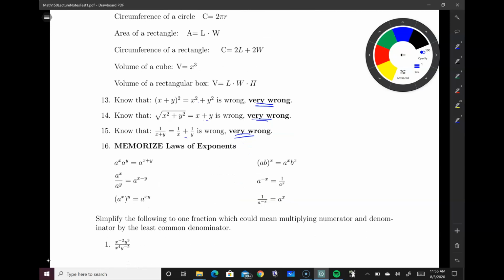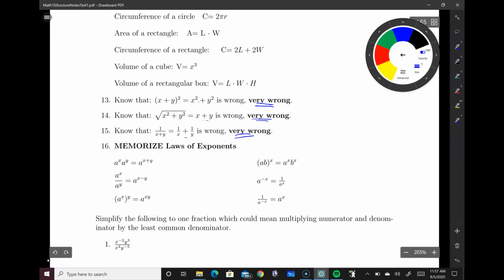Okay, these laws of exponents, sometimes we hesitate. Oh yeah, am I supposed to add the exponents? Am I supposed to multiply? Let's just do a quick review. So when the bases are the same, you add their exponents. When the bases are the same and there's division, you subtract their exponents.